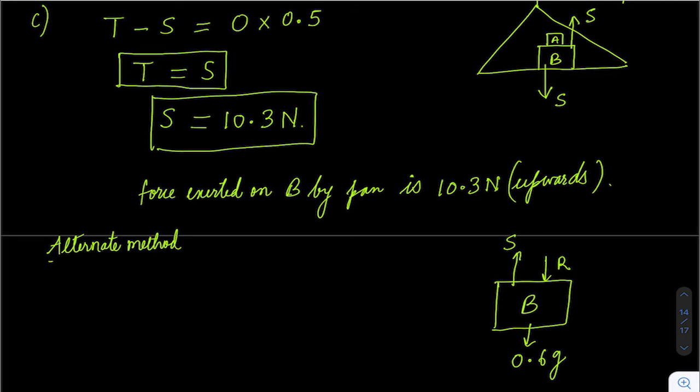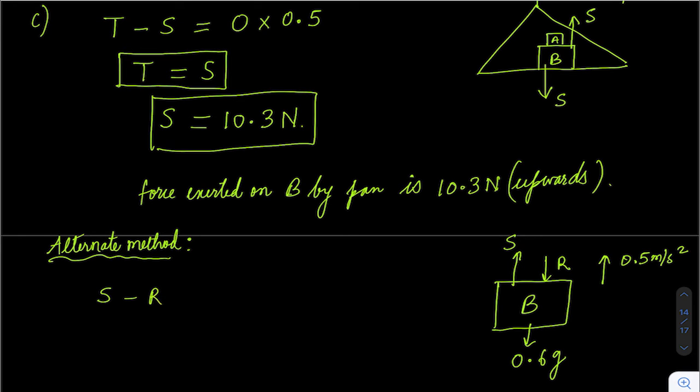So basically we are analyzing what's happening to mass B, and its acceleration is upwards, that is 0.5 meter per second square. I hope it's clear. So these are all the forces acting on B. One is reaction by the pan, one is the force exerted by A, its own weight, and the acceleration that is acting. So what we can write here is net force equal to mass into acceleration, same thing.